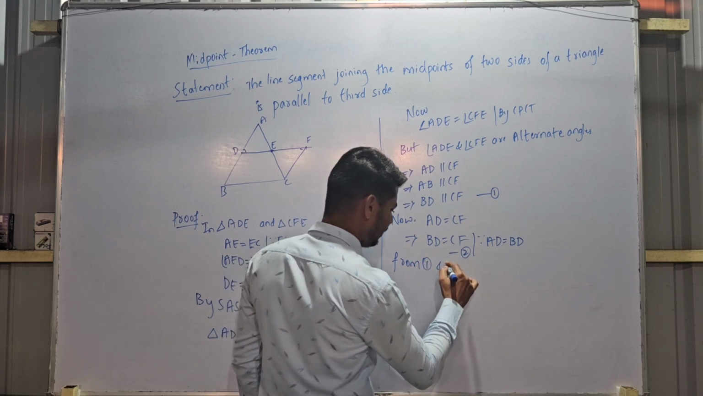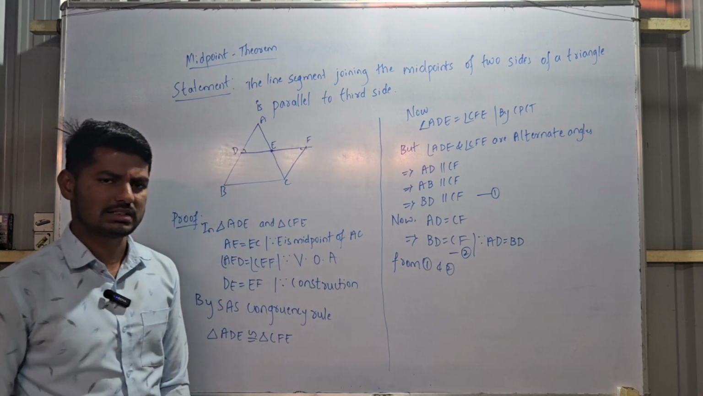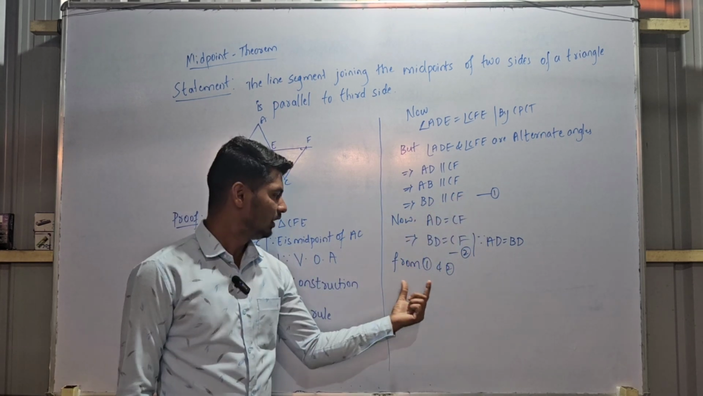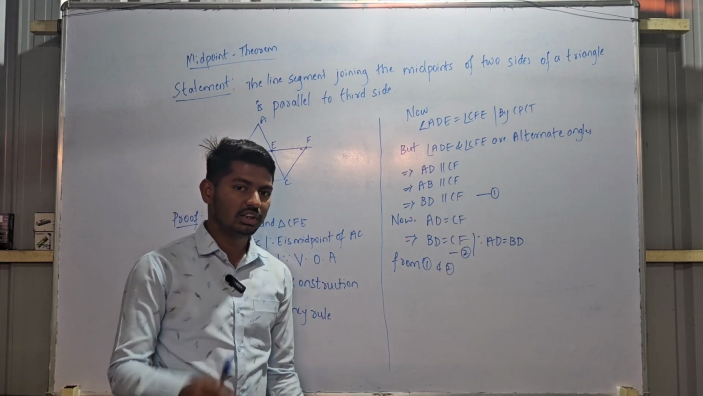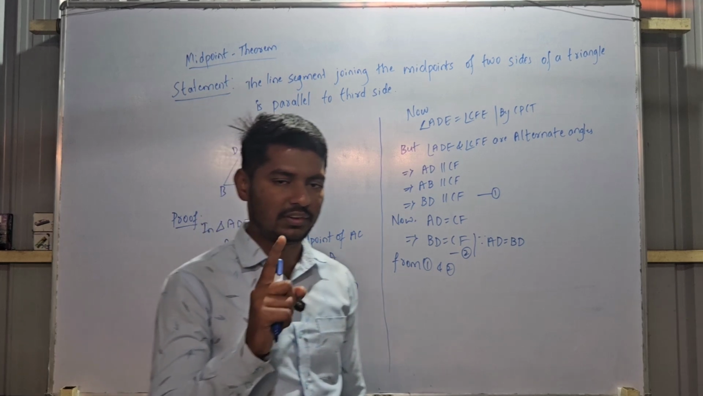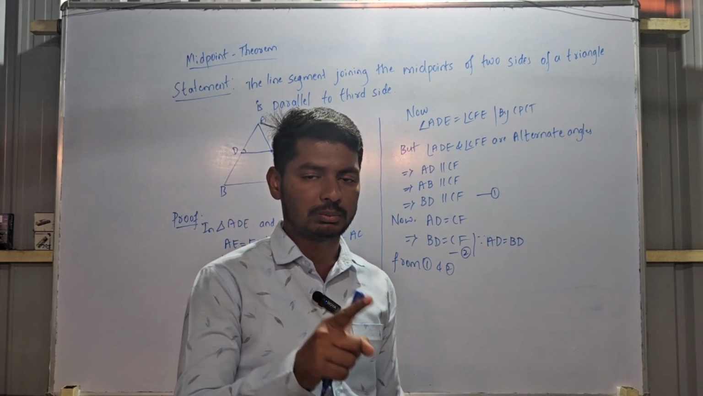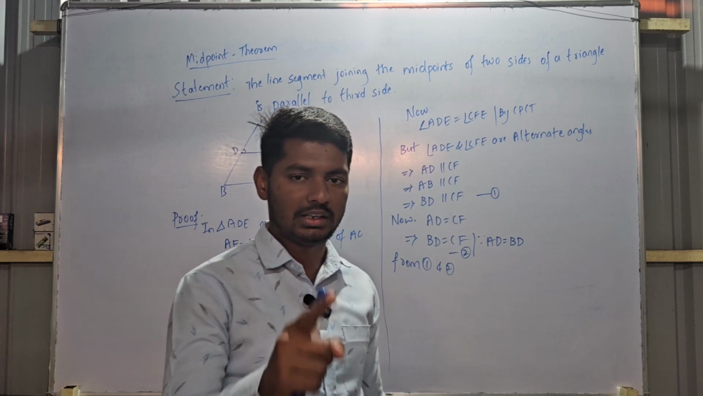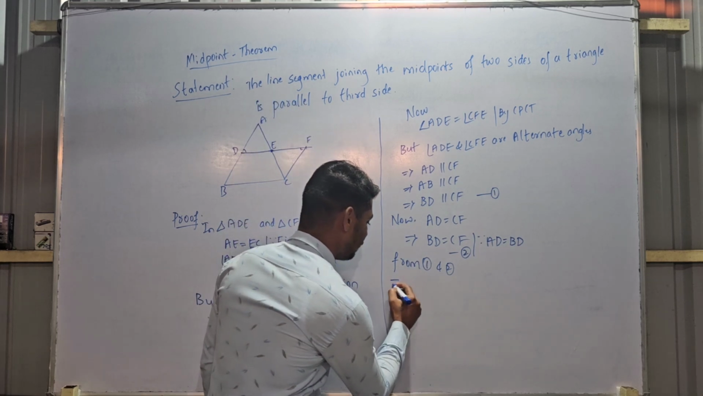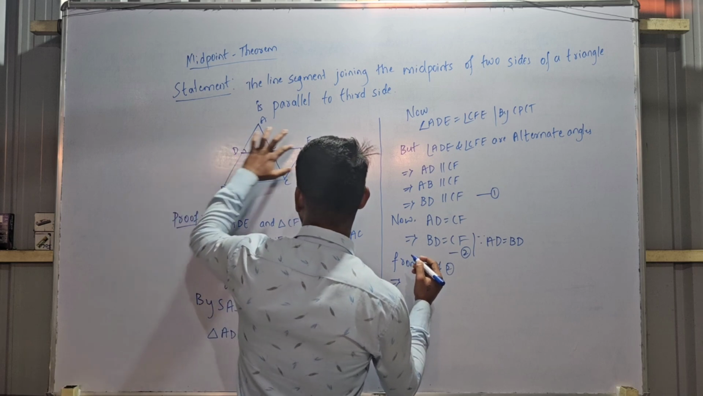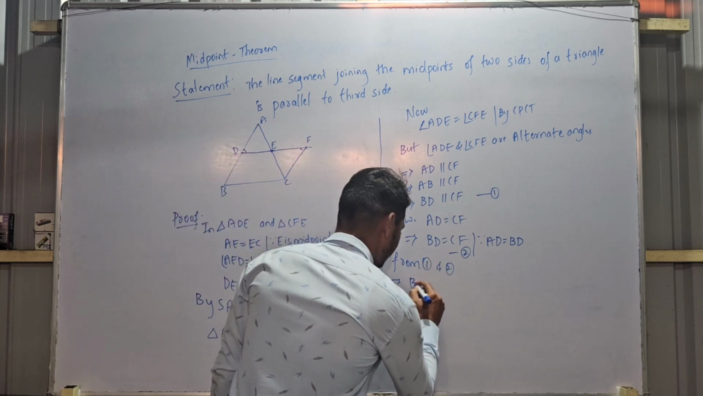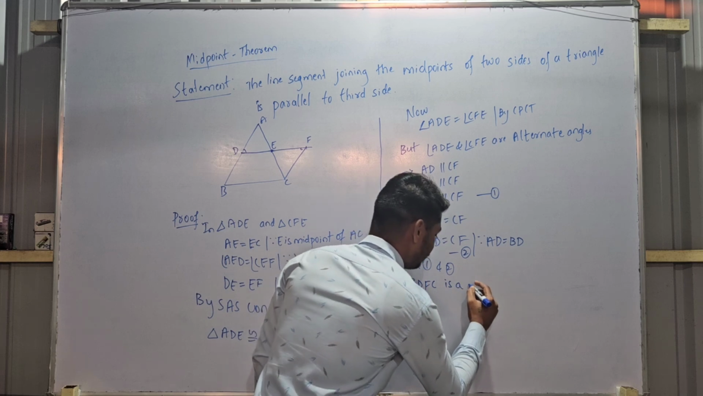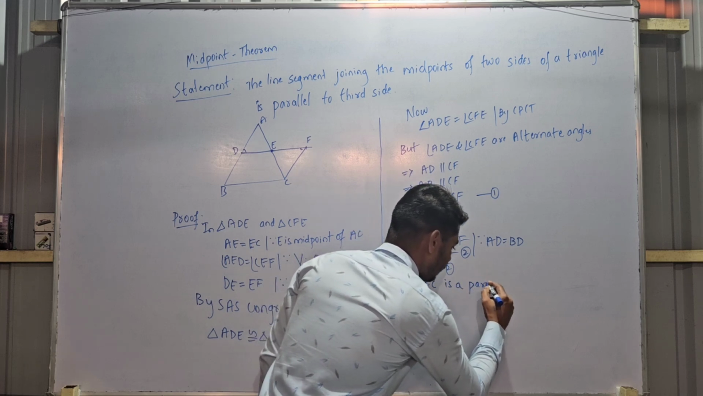From 1 and 2, what can we say? Here we got BD is parallel to CF, and here we got BD equal to CF. If in a quadrilateral one pair of opposite sides is parallel and equal, then that quadrilateral is a parallelogram. This implies BDFC must be a parallelogram.